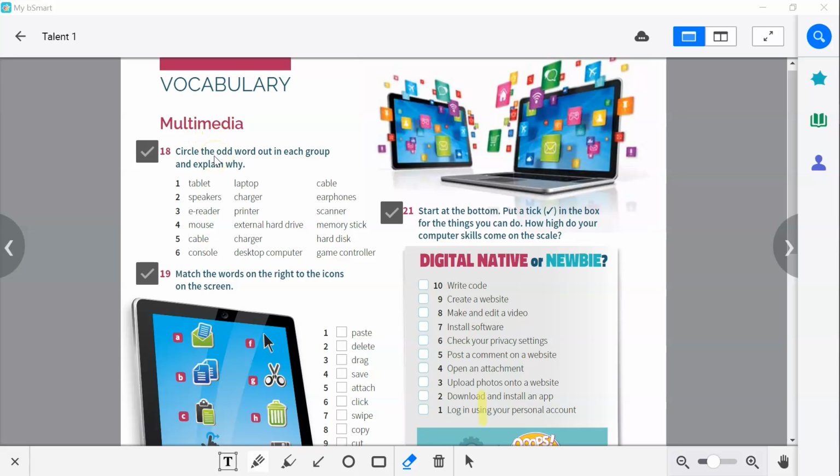So I'll give you time to open your book. And you can see here exercise number 18 with a lot of words about technology. But in this exercise you have to circle out, which is a phrasal verb meaning eliminate, the odd word, which is the synonym for strange. So which is the strange word in this series of 3 words?